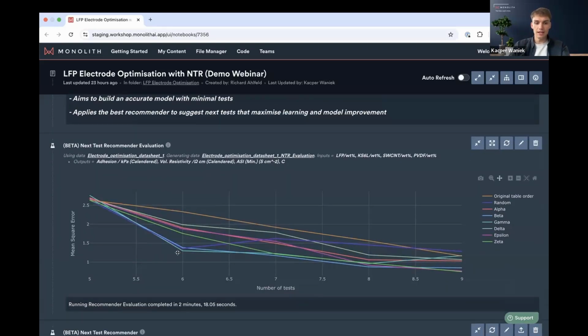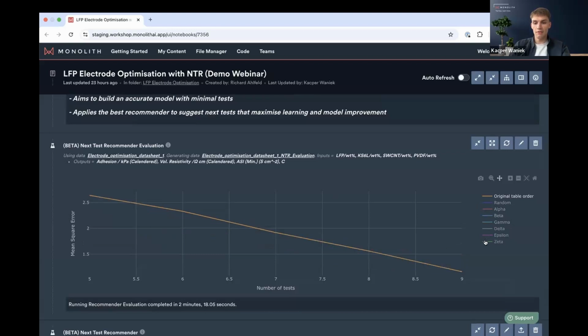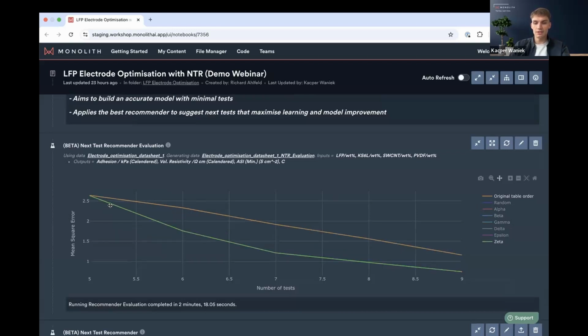So if I go back to my graph here, you'll see that we've started off with an initial batch of 5, and I've added one test to the batch with each iteration. At each number of tests, you can see the mean squared error of our model. What we want to be comparing against here is, for example, our original table order. And I've picked the zeta recommender here as it decreased in mean squared error much faster than the original table order, meaning that at the maximum number of tests here, the original table order got to around a mean squared error of 1.15, and we reached that with a zeta recommender at 7 tests.